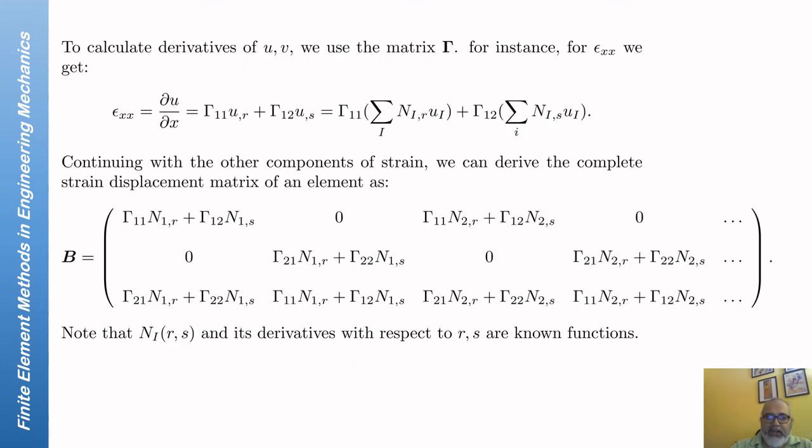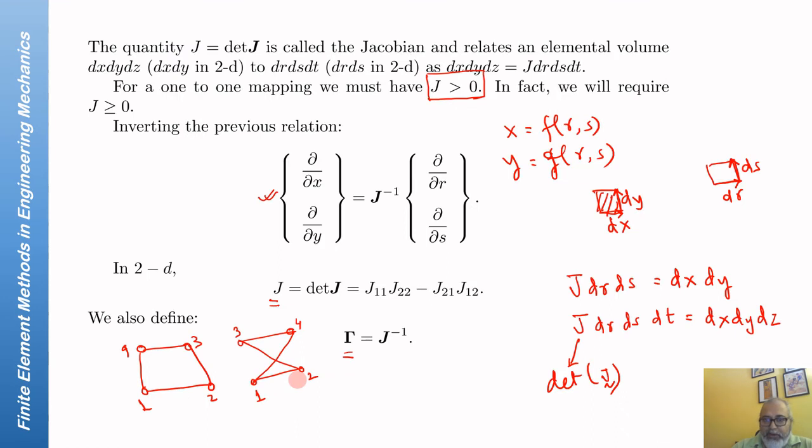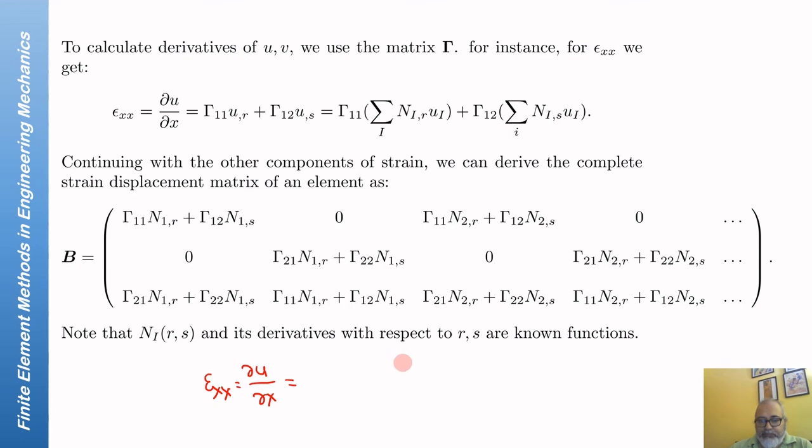Okay, so now that we have the relation between the derivatives, in a problem in elasticity, we can now go ahead and form, let's say, epsilon xx. So epsilon xx is del u del x. That is what epsilon xx is. And del u del x, if you go back, would be j11 gamma 11 del del r plus gamma 12 del del s. So we will write it as gamma 11 del u del r plus gamma 12 del u del s. So this would be your epsilon xx now, in terms of del u del r and del u del s.